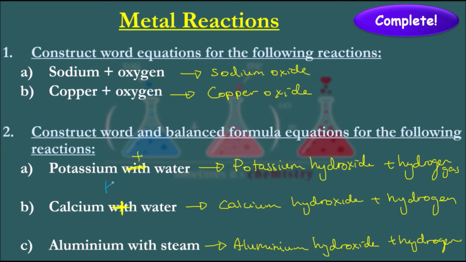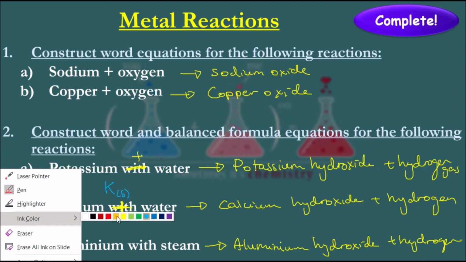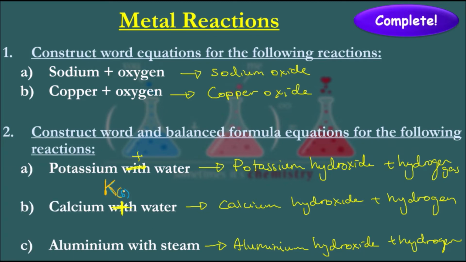Okay, so potassium is K. Potassium plus H2O as a liquid gives us potassium hydroxide. That is aqueous because it's dissolved in water, and hydrogen gas, so H2 gas. If we have a look, we have an imbalance of the number of hydrogens. So let's make this into a nice even number of 2. So now I need to balance it here too, and I need to balance a 2 here.